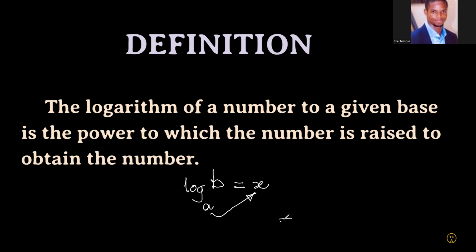It implies that the base to the power x gives back the number b without the logarithm written. So the logarithm of b to the given base a, if it gives x, that means x is the power to which the base a must be raised to obtain the number b. And that is what we have here. So this is the basic definition of logarithm.